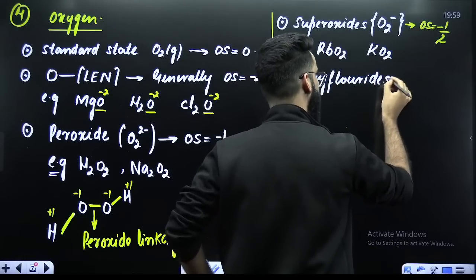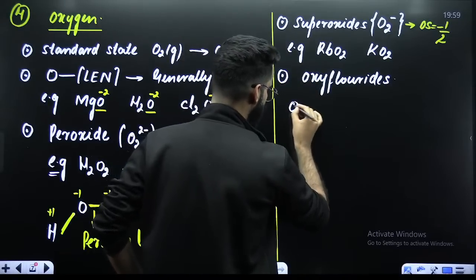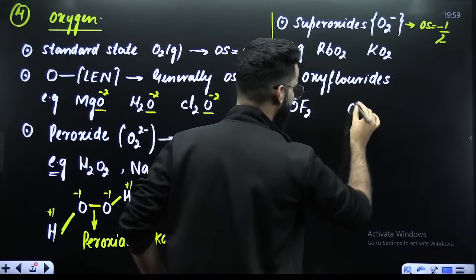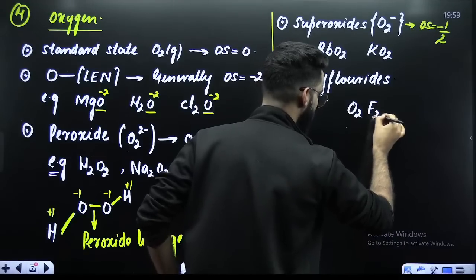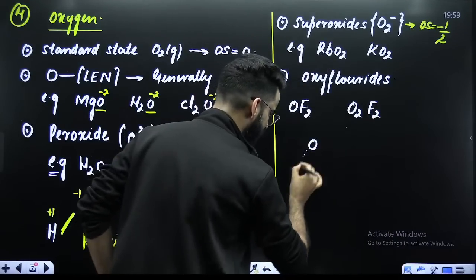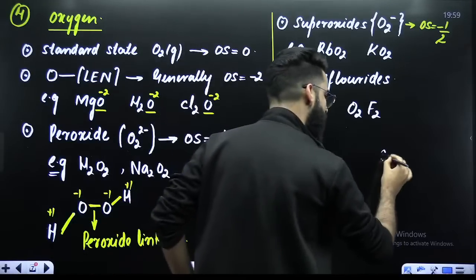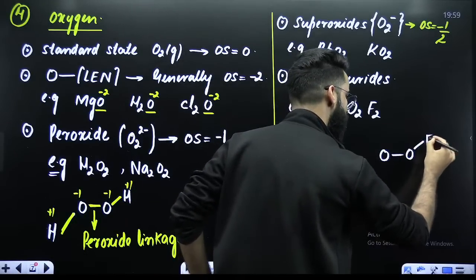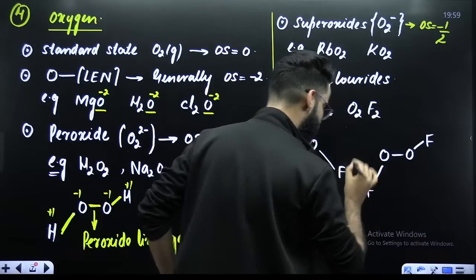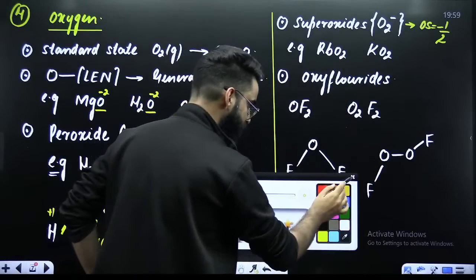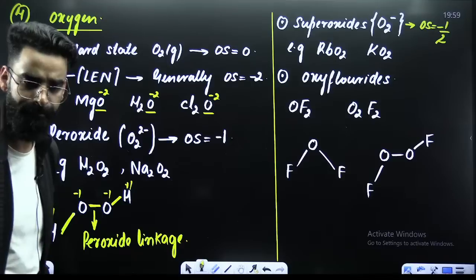In case of oxyfluorides, these contain two compounds: one is OF2 and one is O2F2. Now look at their structures. This is how OF2 looks, and this is how O2F2 looks. Now try to analyze carefully.